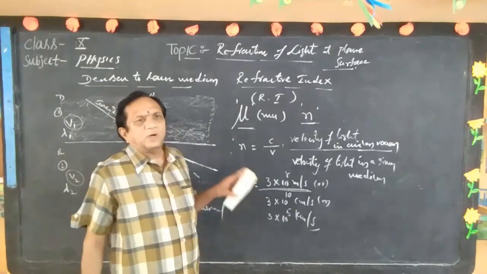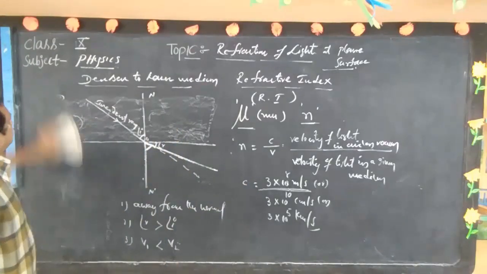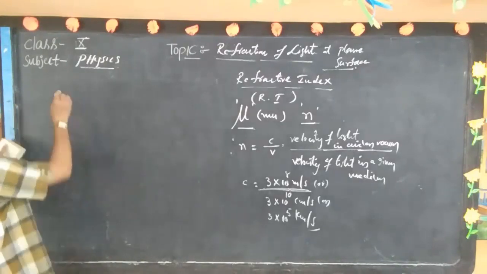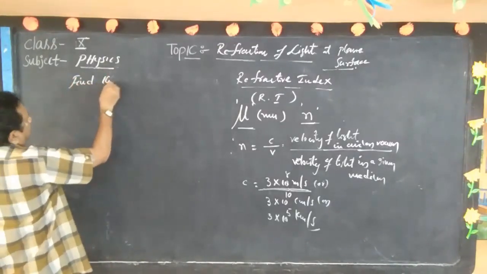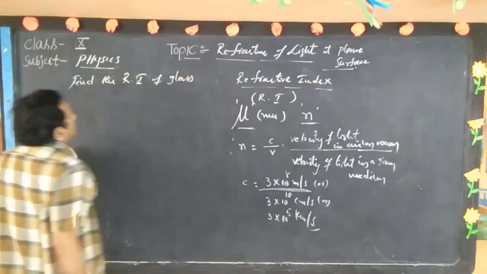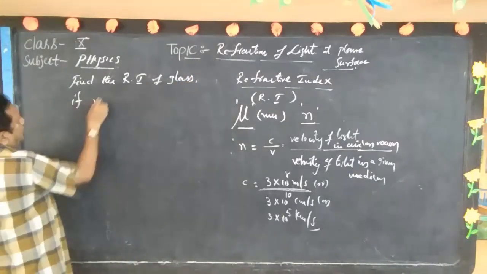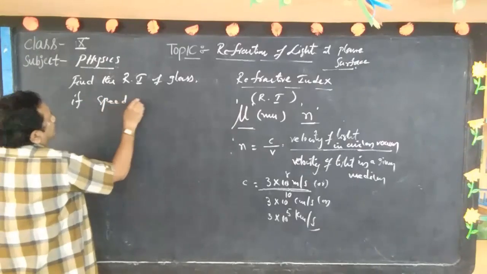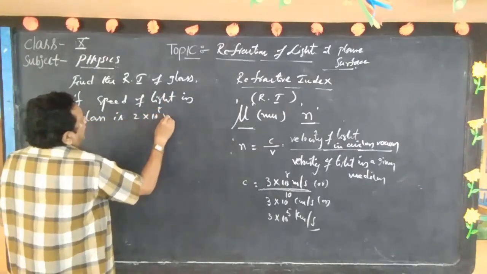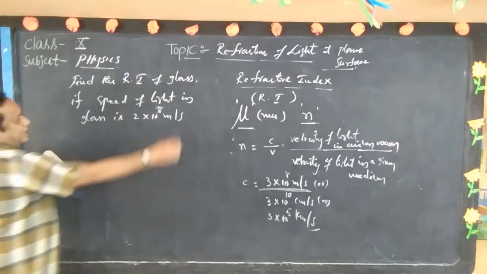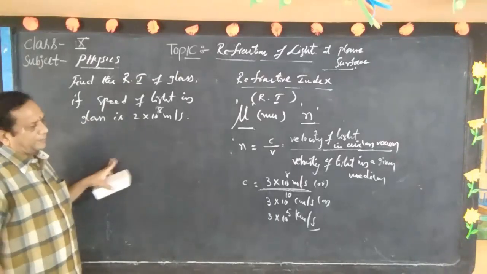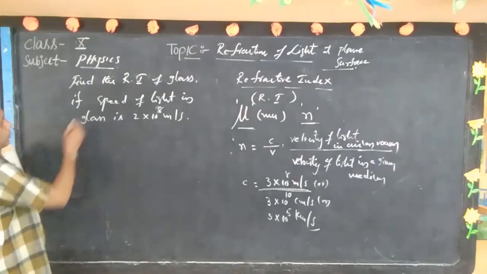Now we will consider one simple problem on this. Find the refractive index of glass if the speed of light in glass is 2 into 10 to the power of 8 meter per second. The velocity of light in glass is given as 2 into 10 to the power of 8. In questions, other media velocities will be given, but the velocity of light in vacuum is a constant value. So remember that.